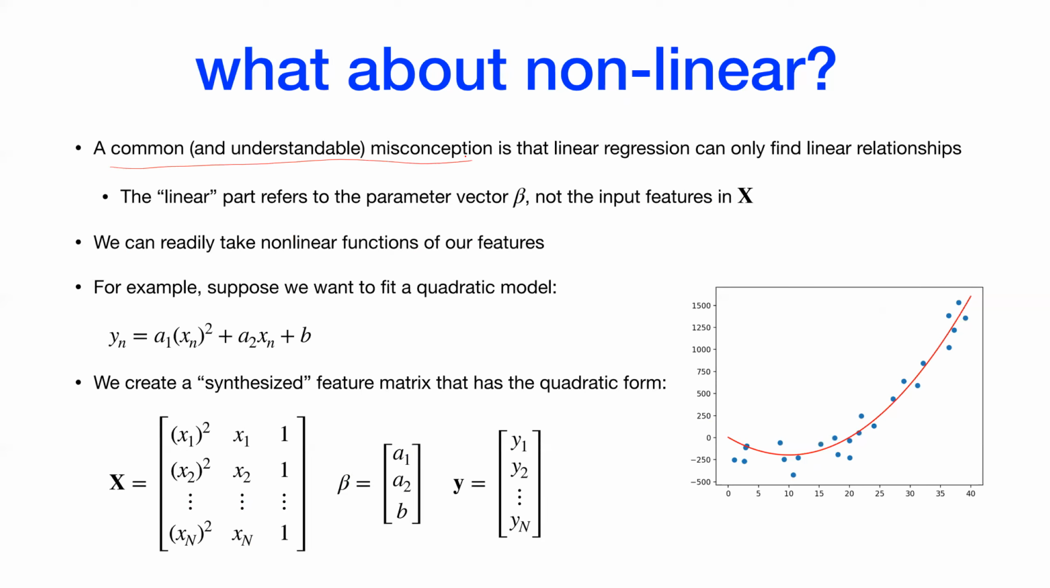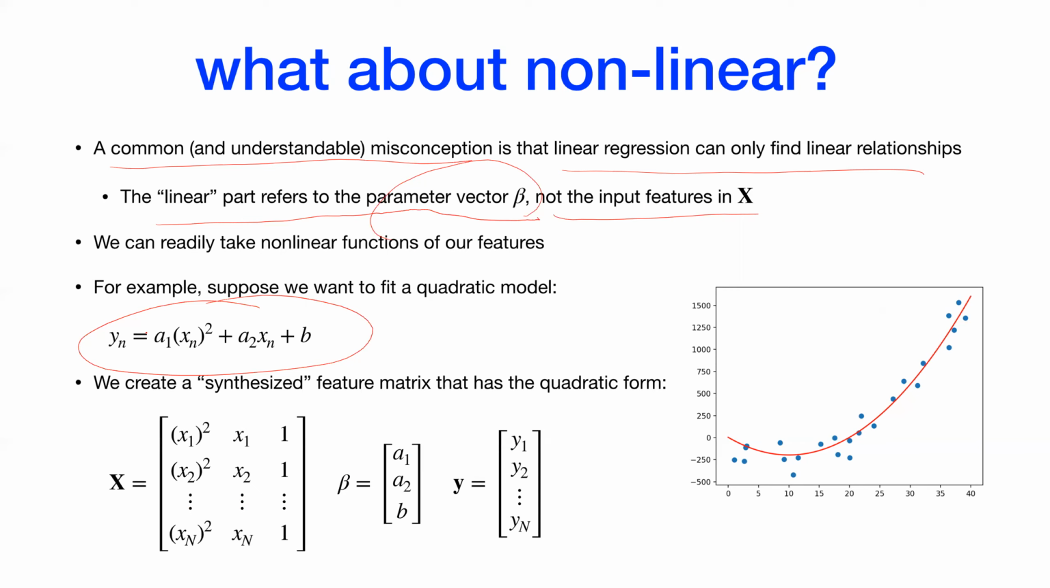A common misconception is that linear regression can only find linear relationships. As I mentioned, that is not true. The linear part refers to the parameter vector beta, but not the features in the feature matrix A. All right. If it still feels mysterious, take a look at this equation. This is a perfect linear model in terms of parameters. We have A1, A2, B, right?